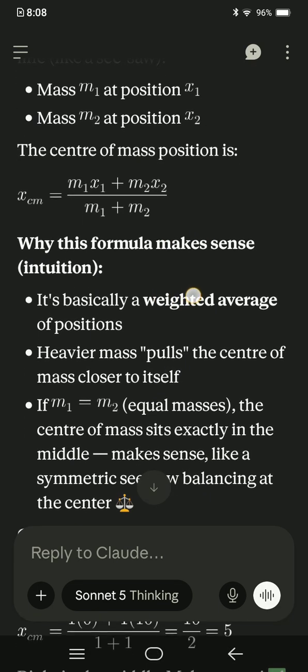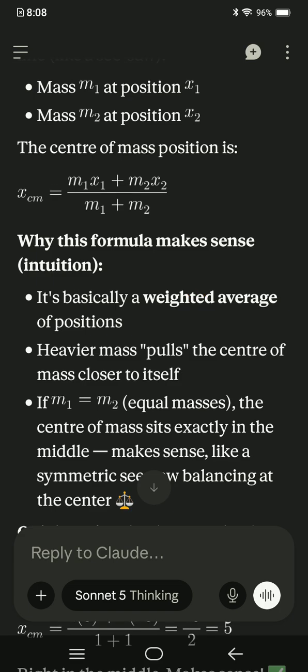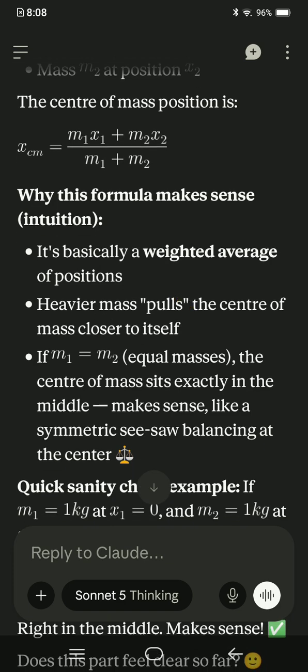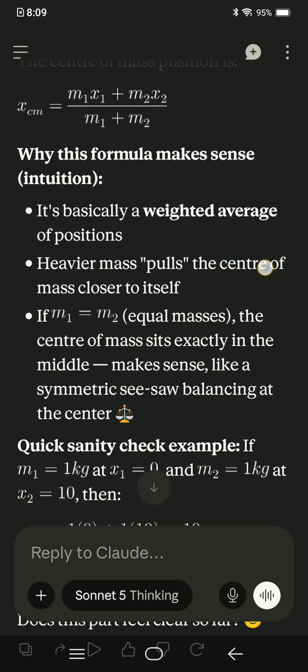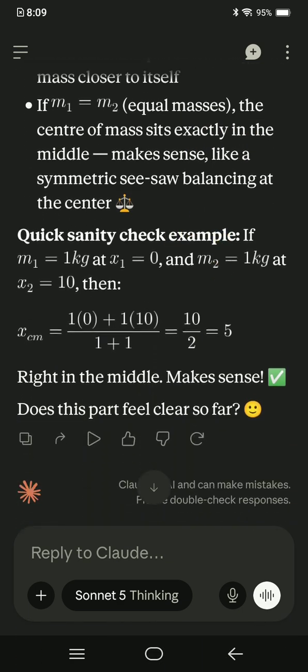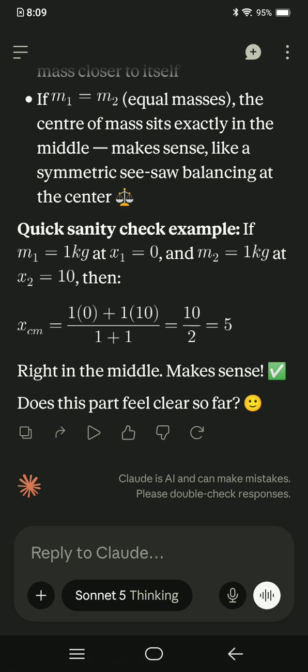Why does this formula make sense? Intuition: it's basically a weighted average of positions. Heavier mass pulls the center of mass closer to itself. If m1 is equal to m2, the center of mass sits exactly in the middle, like a symmetric seesaw balancing at the center. Quick sanity check example: if m1 is 1 kg and x1 is 0, m2 is 1 kg and x2 is 10, then the center of mass is at 5, right in the middle. Makes sense. Does this part feel clear so far?